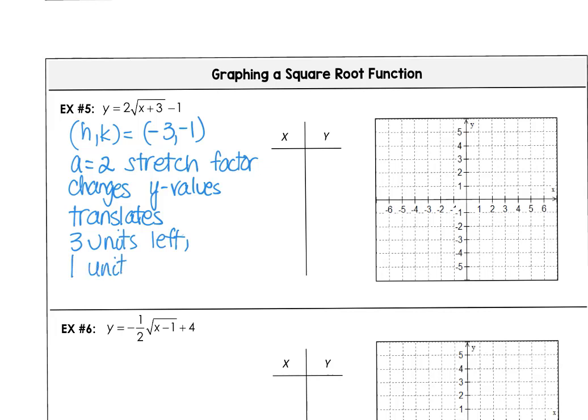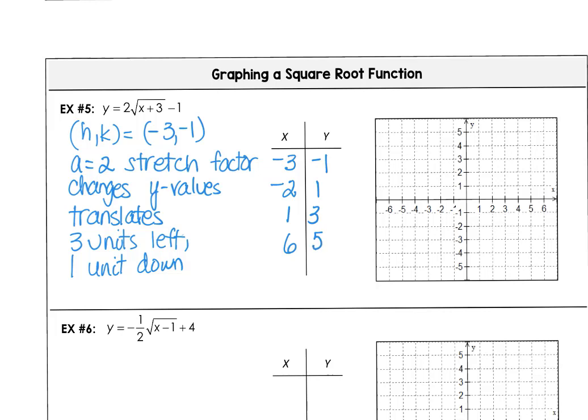So we want to make a table. And let's start out with a -3. So we've got the square root of 0, and then a -2. That's the square root of 1. And we're multiplying times 2. And then we'll put a 1 in there. That's the square root of 4. 2 times 2 is 4, minus 1. That's 3. And lastly, we'll try 6. So the square root of 9 is 3 times 2. That's 6. And then minus 1 is 5.